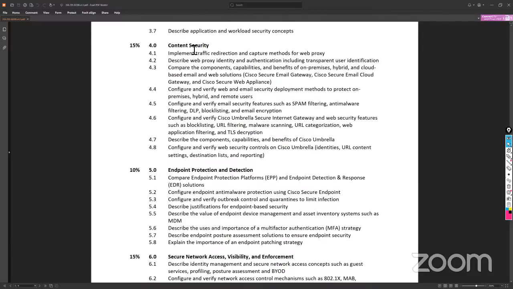Next, 15% for content security as well. This is where we will talk about ESA, WSA. How do you implement a proxy solution? How do you implement email security? And then we'll also talk about a very cool Cisco product called Cisco Umbrella, where we are doing everything within the cloud, within Cisco Cloud. If anyone has experience with or has discussed Zscaler, for example, Umbrella is a direct competitor to Zscaler, specifically their ZIA solution, Zscaler Internet Access. So Umbrella does the same thing that ZIA does.